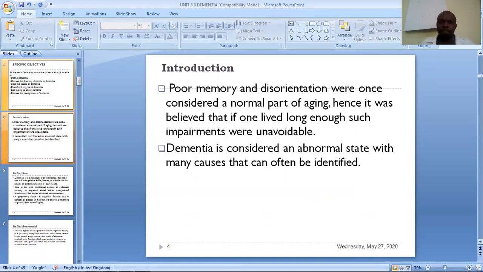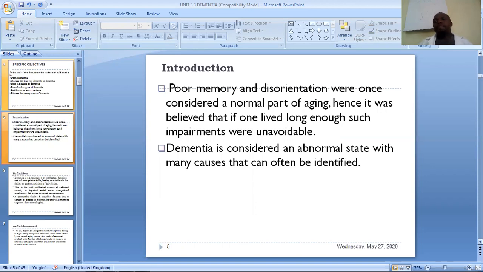Now, introduction. Poor memory and disorientation were once considered a normal part of aging. Hence, it was believed that if one lived long enough, such impairments like dementia are unavoidable. So meaning that whosoever lives too long, above certain ages, may be likely to develop dementia because of tissue degeneration. Just like any other tissues degenerate, the brain tissue equally does degenerate.